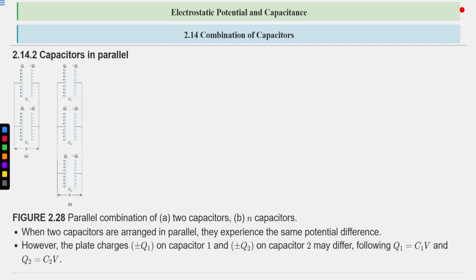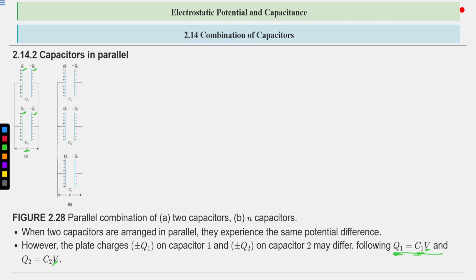However, the plate charge, plus minus Q1 on capacitor 1 and plus minus Q2 on capacitor 2, may differ. Now, the potential difference is the same across both capacitors, but the charges plus Q1 minus Q1 and plus Q2 minus Q2 may differ, following the equation Q1 is equal to C1V. So Q1 will depend on C1. Potential is the same across both the capacitors. So V is the same for both, but why will the charge differ?